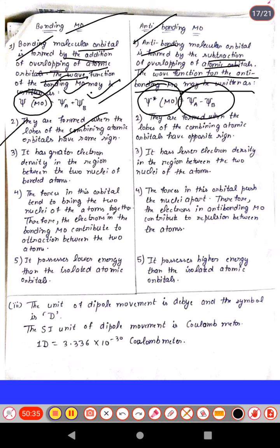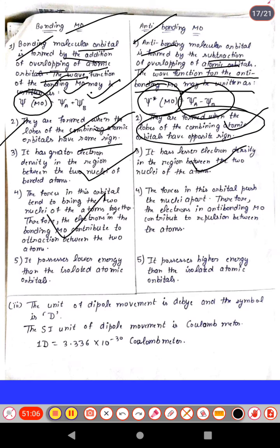Bonding molecular orbitals are formed when the lobes of combining atomic orbitals have the same sign. Anti-bonding molecular orbitals are formed when the lobes of combining atomic orbitals have opposite signs. Bonding has greater electron density in the region between the nuclei and anti-bonding has lesser electron density, and the forces in the orbital tend to bring the two nuclei together. Therefore, the electrons in the bonding molecular orbital contribute to the attraction between the two atoms, and the forces in the anti-bonding orbital push the nuclei apart.